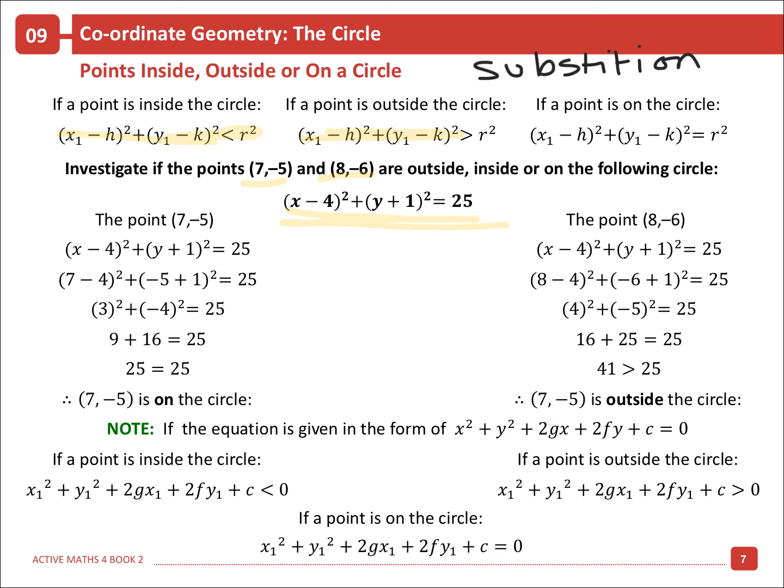Anywhere you have an x, you're going to replace x with 7, and anywhere you have y, you're going to replace it with minus 5. And what we see is this point, 7 minus 5, is on the circle. When we look at the point 8 minus 6, again substituting x and y, the value on the left-hand side of the equation is greater than the value on the right, which is the radius squared. So that tells me that it is outside of the circle.